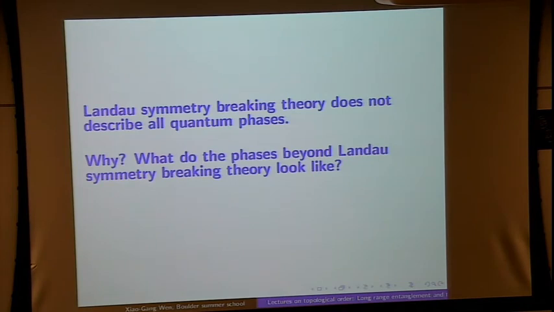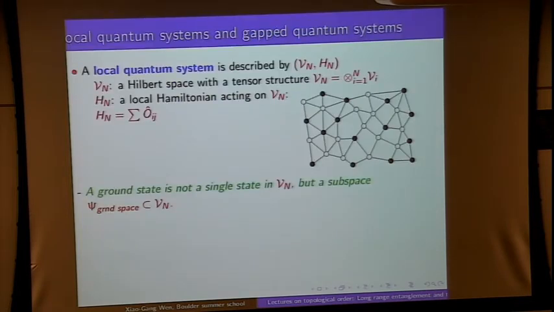The first question is that we know that the Landau symmetry breaking theory does not explain all the possible phases. Naturally one asks, why is that? And then one asks, for those phases which cannot be described by Landau symmetry breaking, what do they look like? What kind of situation are we in? So we will first try to say, what do you mean by a phase? What does a phase really mean?